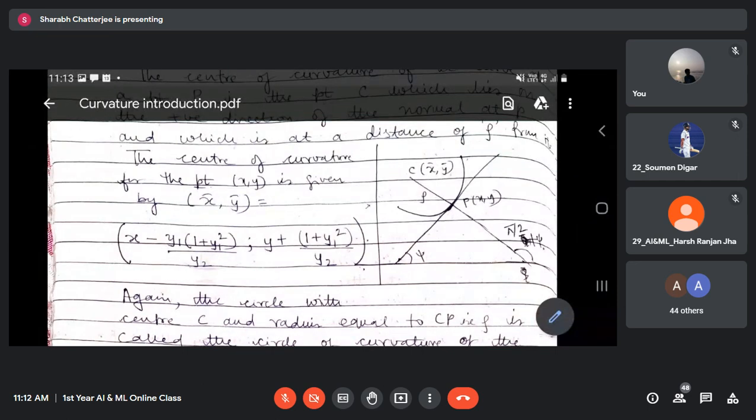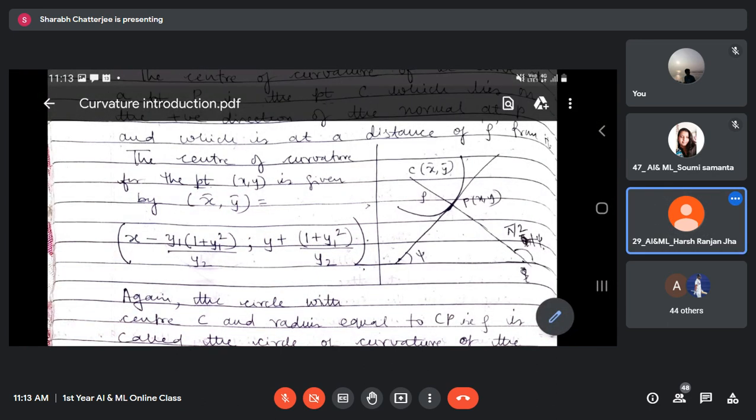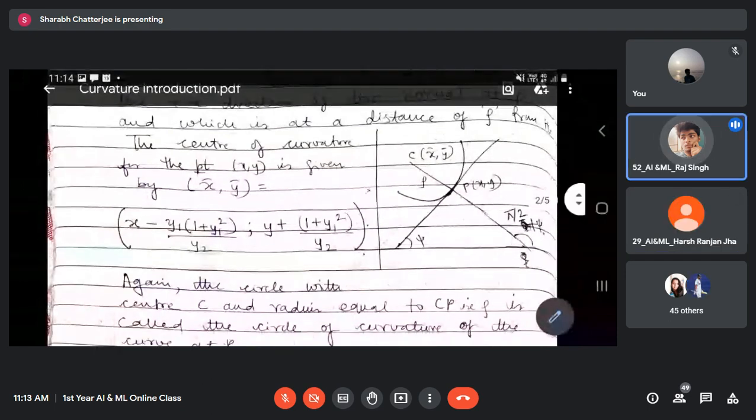tell me, have you heard the term called locus? You must have heard. What is the meaning of locus? Any moving point is called locus. No. Sir, path. The path. Which path? It's a trajectory.